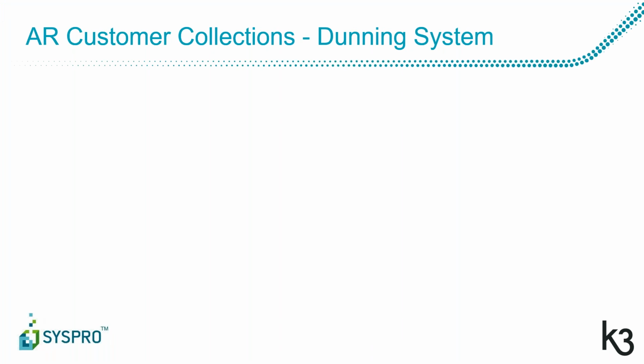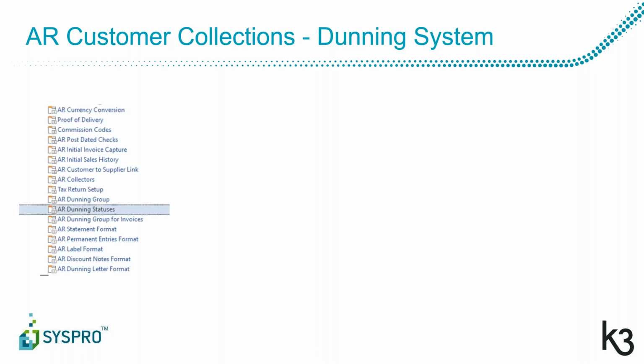Customer collections. Now, this is fundamentally improving and making it easier for your collections department, whoever's responsible for calling up customers and keeping track of who's overdue and by how much. The Dunning system was introduced to be able to facilitate that.